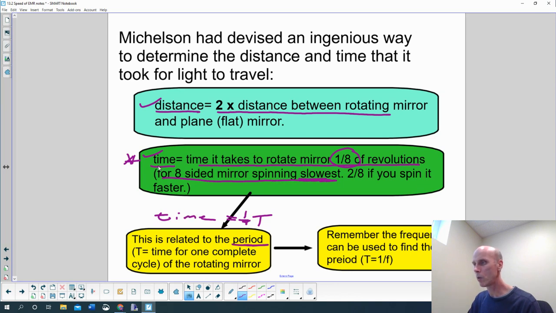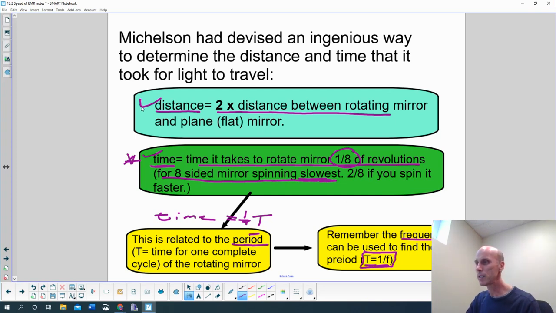So if we want to know the time and we know the period, we can do it using this basic calculation. Time is 1/8 of a revolution, or 1/8 of the whole period. Now, just to make things a little more complicated, you'll remember we don't always talk about period. We sometimes talk about frequency. But that's okay. In order to relate period to frequency, we'll remember on our data sheet, it tells us this: period is 1 over the frequency.